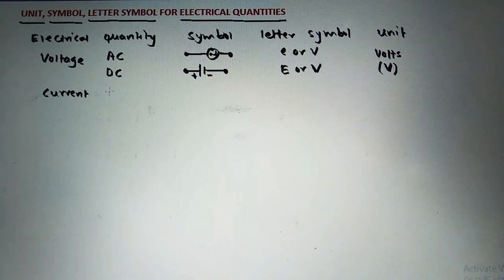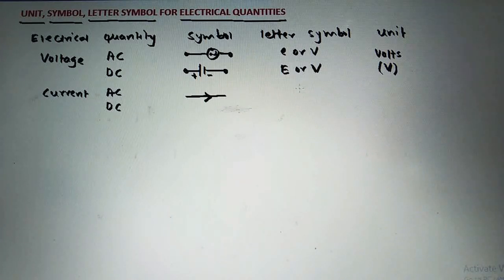Next electrical quantity we will take is current. There are two types of current, AC current as well as DC current. The symbol for current is this. This arrow indicates the direction of current. So this is the symbol for AC current as well as DC current.